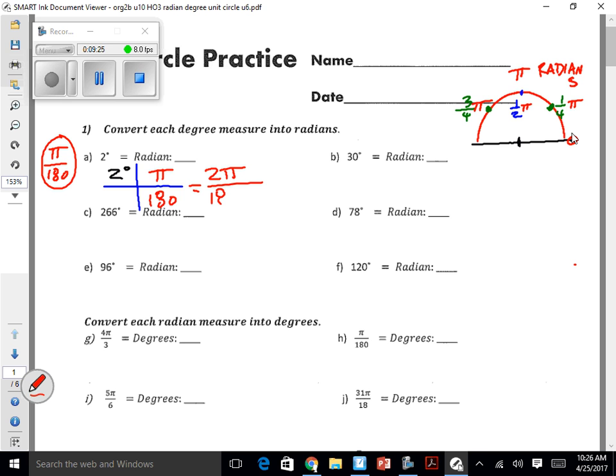Reduce that fraction, and there you are. So today's assessment begins nice and easy, Unit 6. You write it as a fraction, then you've got to reduce the fraction.